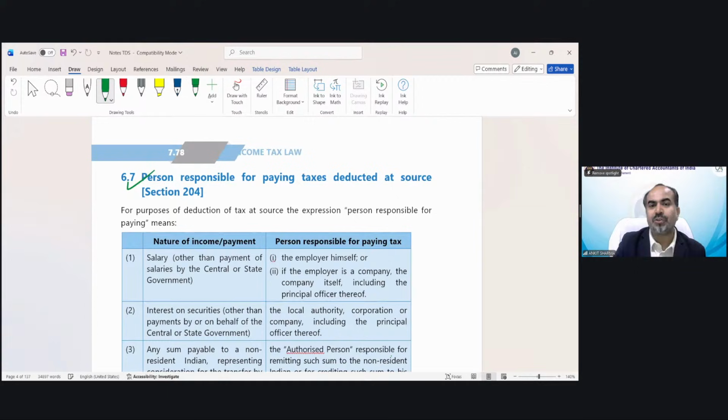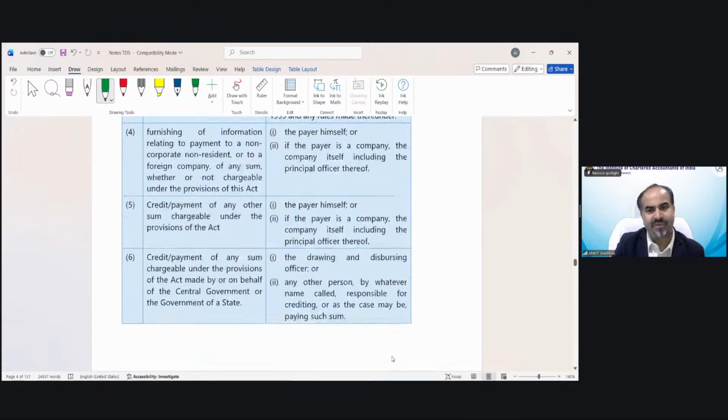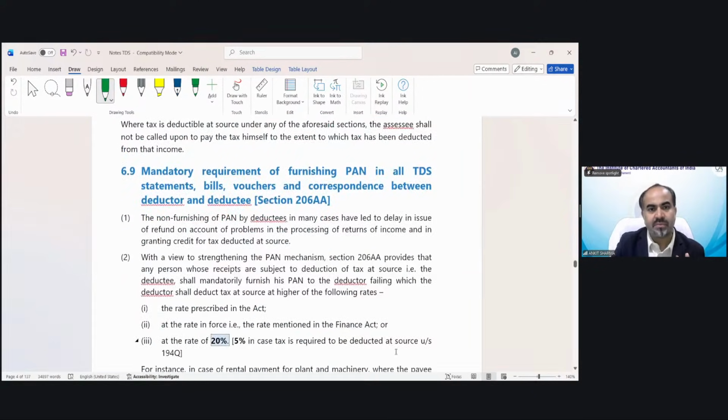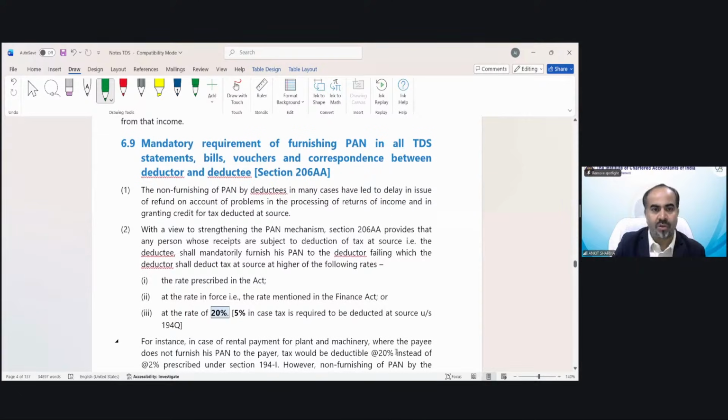Person who is responsible to deduct TDS, again for reading purpose. Mandatory furnishing: this is important. There was a point under section 194Q, the example we were discussing, that the rate of TDS would be higher if you do not submit your PAN.